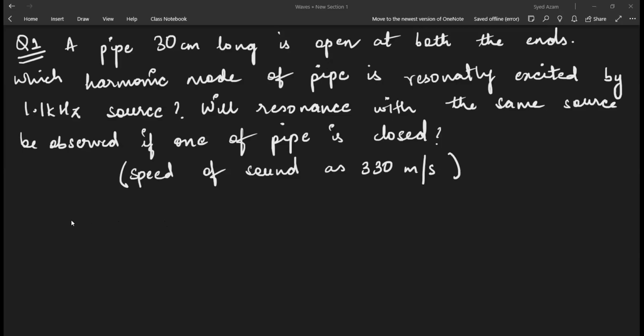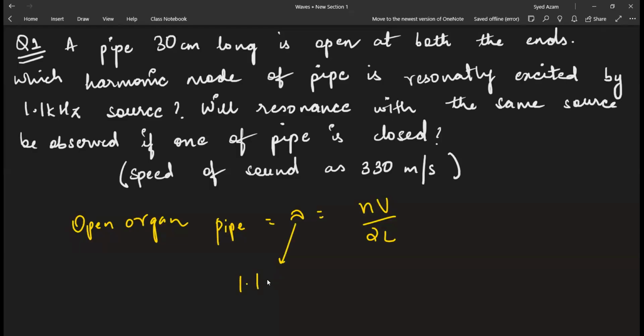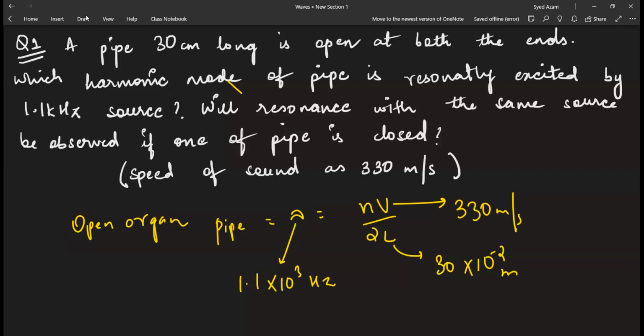So see, for an open organ pipe, frequency is nv by 2L. Frequency is given as 1.1 kilohertz. And we know v, the speed of sound. This is given as 330 meter per second. L, length, is given as 30 centimeters, that is 30 into 10 to the power minus 2 meters.